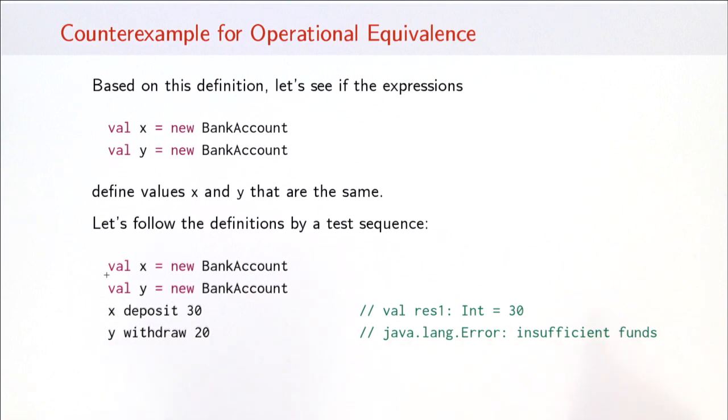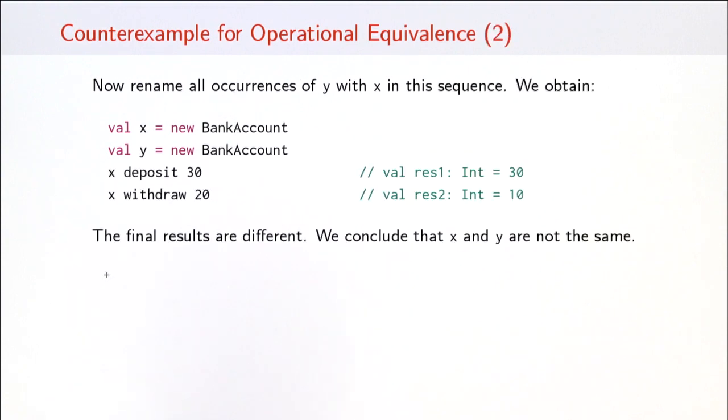And we get insufficient funds when we withdraw 20 currency units from y. Why? Because the initial balance of y was 0, and x and y are different, so you can't withdraw 20 from an account with a balance of 0. So that was the first half of the experiment. In the second half, we rename every occurrence of y in the sequence of operations to x. So now we have x deposit 30 and x withdraw 20. And yes, indeed, now the second line would give us a result of 10 rather than an insufficient funds exception.